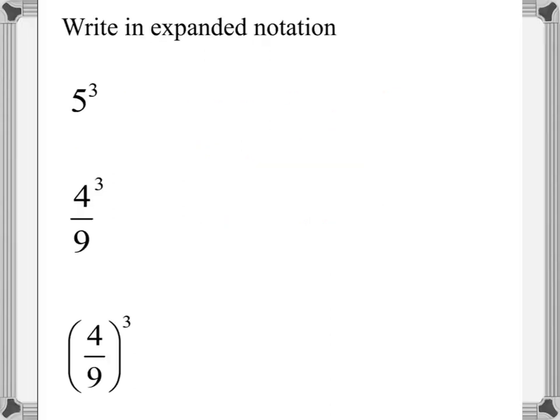Okay, so our task right now is to write these in expanded form. I just want to make sure you understand what certain things look like. So 5 to the third power, or 5 cubed, would be 5 represented with repeated multiplication 3 times. My 5s are sort of messy here, but 5 times 5 times 5.